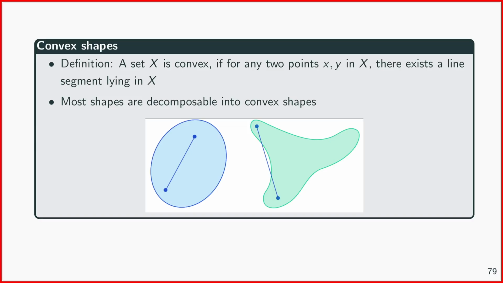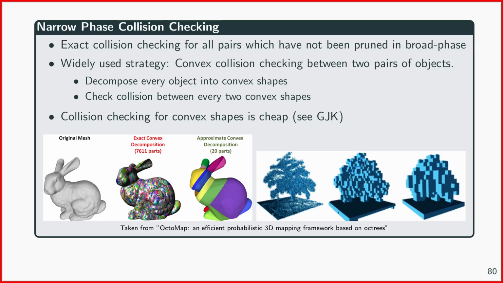And an important point why convexity is so important here is because almost all shapes are decomposable into convex shapes. That is why we can usually concentrate on convex shapes.